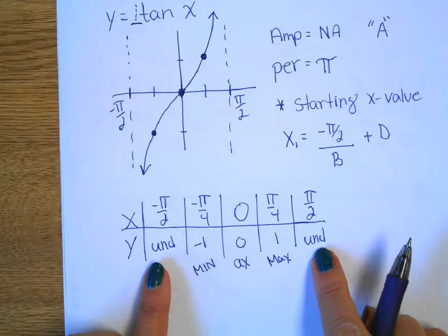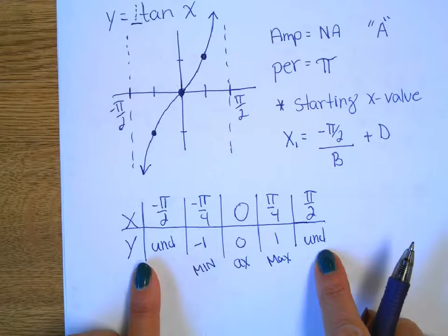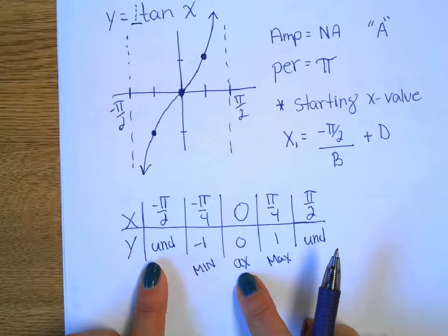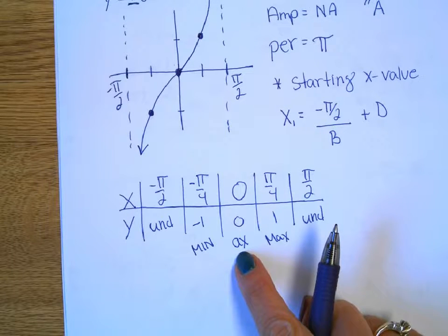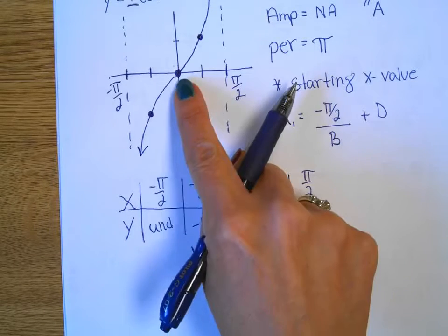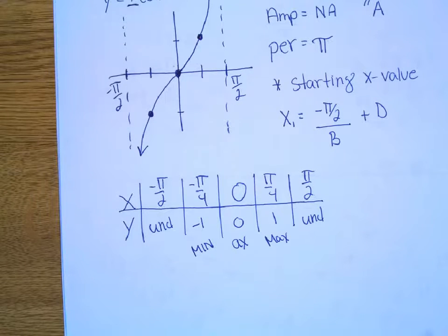So this was all to get the pattern: undefined, min, axis, max, undefined. Is that always the pattern for tangent? Yes. It's the pattern for tangent right here. And the axis is going to be the vertical shift, just like it was with sine and cosine. We'll do this in a minute. This one didn't have any vertical shift, that's why it's 0. It's on the x-axis, so there's no vertical shift.